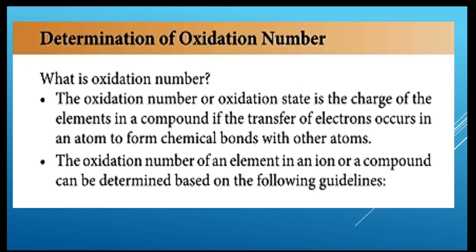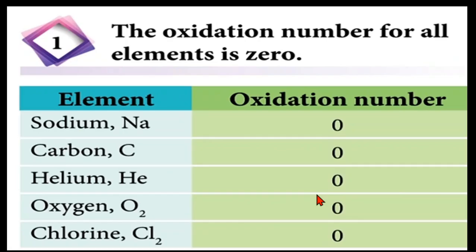The oxidation number of an element in an ion or a compound can be determined based on the following guidelines. The first one, you should remember this. The oxidation number for all elements is 0. Every element that is neutral has no charge, so all of them have an oxidation number of zero.